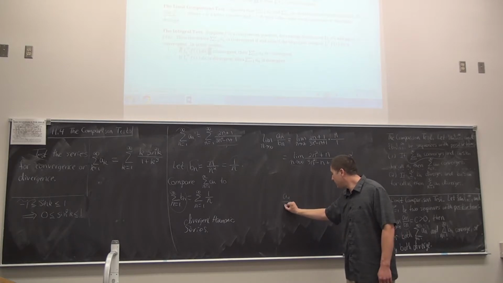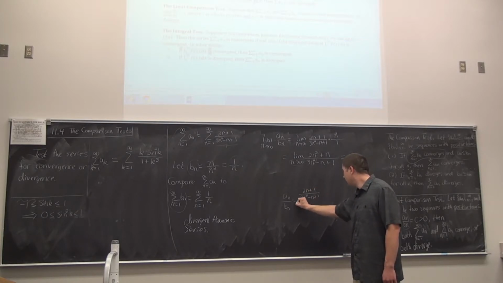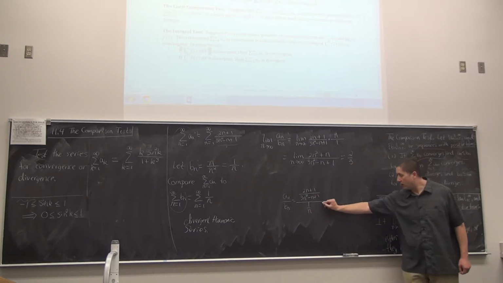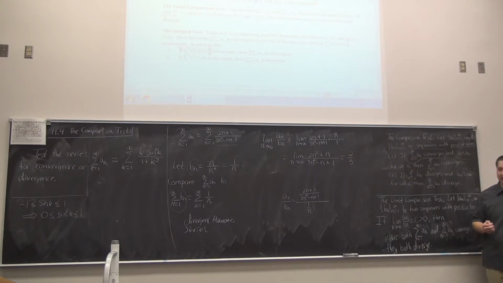I gotcha. So a sub n divided by b sub n would have really looked like this. 2n plus 1 divided by 3n squared minus n plus 1. Then that would be divided by 1 over n, like that. Oh, okay, got you. Yeah, so all I did was flip that around and made it be that, just for the sake of saving chalk, because that's lots of copying. Other questions so far?